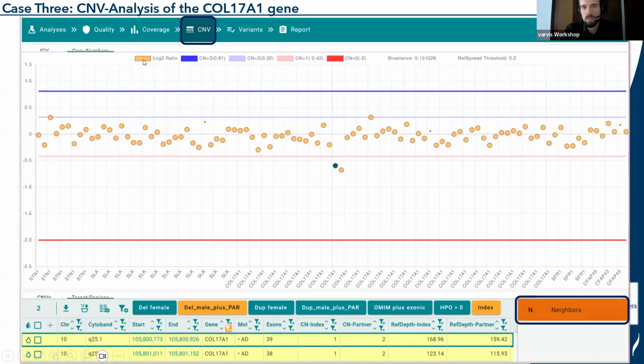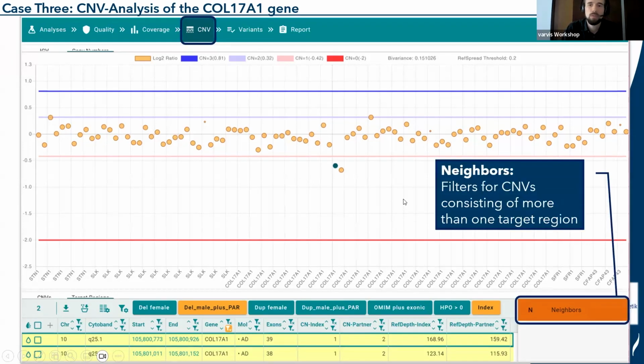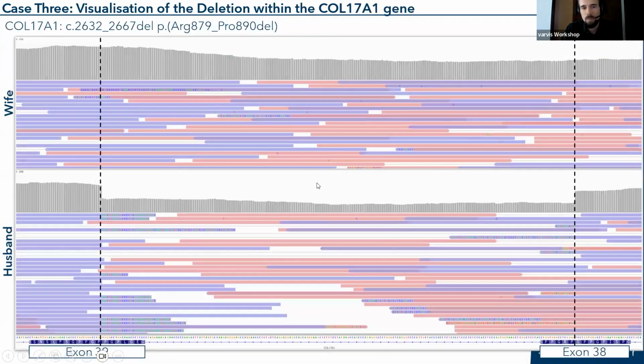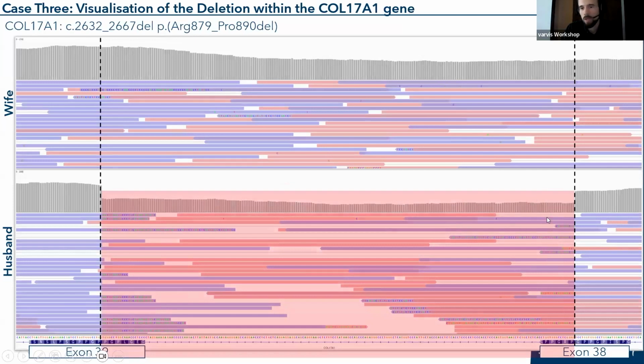When we then looked at the CNV module, we could see that there was actually a deletion affecting exon 38 and exon 39. And again, this was shown very nicely using the neighbors feature. And when we then look at the alignments, you could see here really nicely the breakpoints within the alignment, again affecting exon 38 and exon 39.